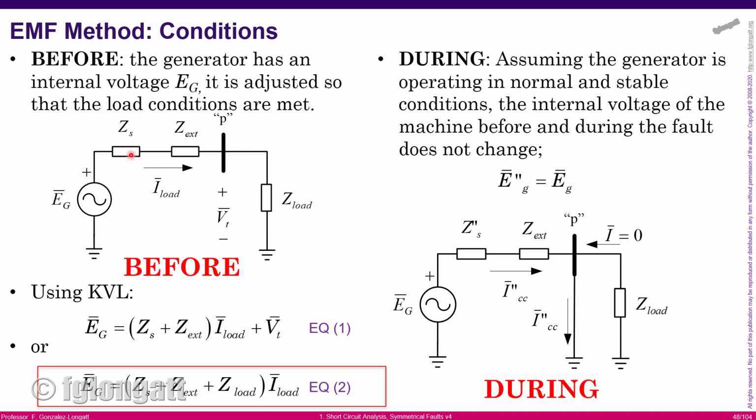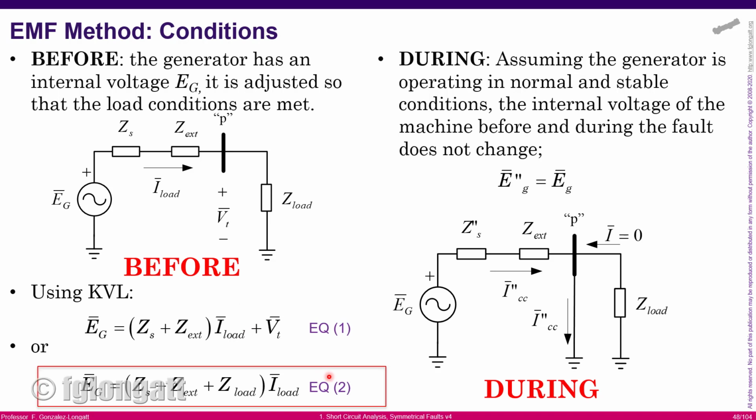I believe all of you are familiar. Before the fault, we have here the steady state impedance coming from the generator in series with the external impedance, in series with the load. Okay, there is a single current in this loop, and that is the load current. You can use Kirchhoff voltage law, and you can say the internal voltage of this generator is equal to the sum of voltage drops here, okay? That is equation number 2.